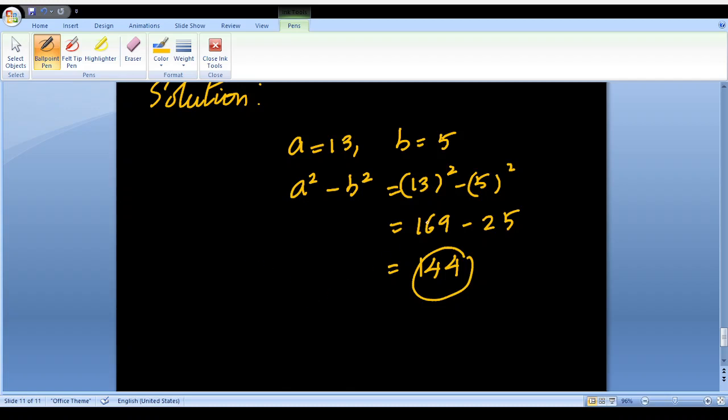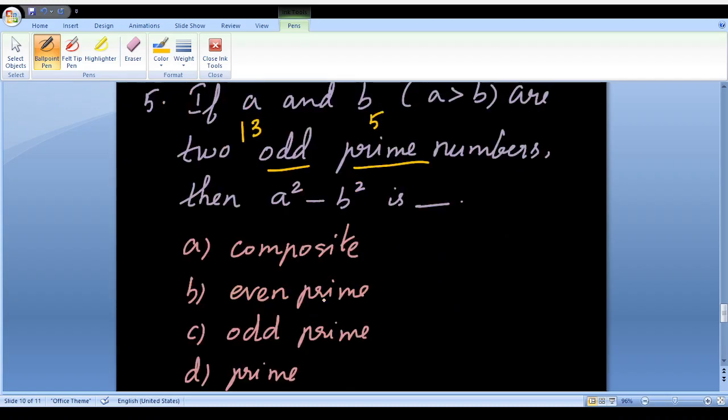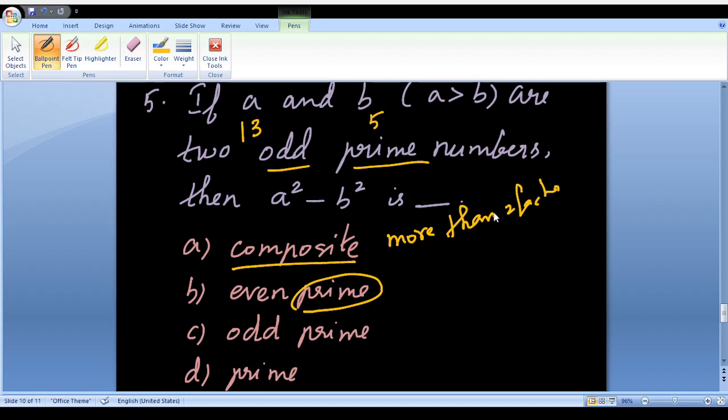So what is 144? 144 is an even number, but they have given the option as even prime. It is not an even prime. Then what is the other option? Composite number. You know what is meant by composite number? It has more than two factors. 144 has more than two factors. Okay, so this is the answer. It is composite. So we got the answer for this question.